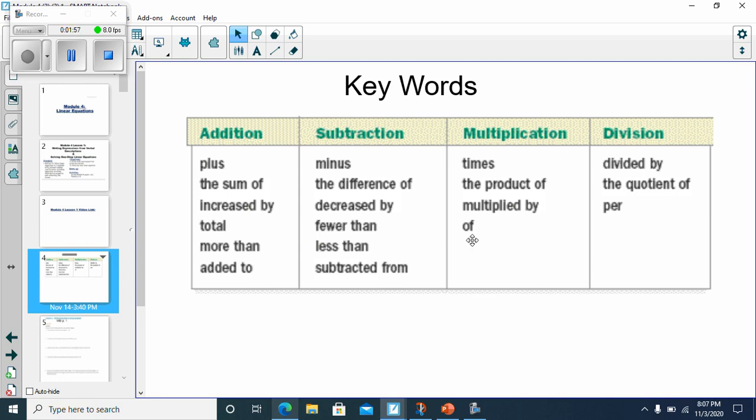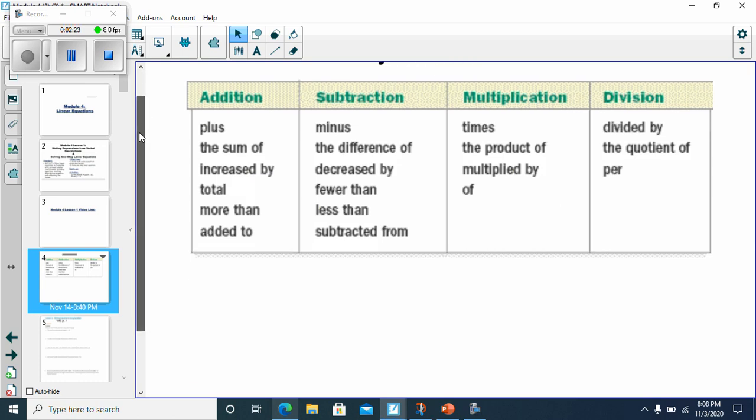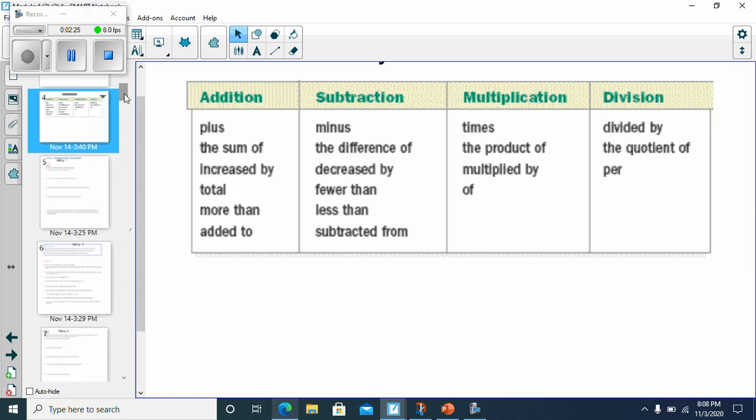How about multiplication? You might see words like times, the product of, multiplied by, or of. That's a big one right there, of. Division, you might see divided by, the quotient of, or per. Per is one that you're mainly going to deal with on linear equations, because you might wind up with something like miles per hour, or miles per gallon, or days per the month, or something like that.